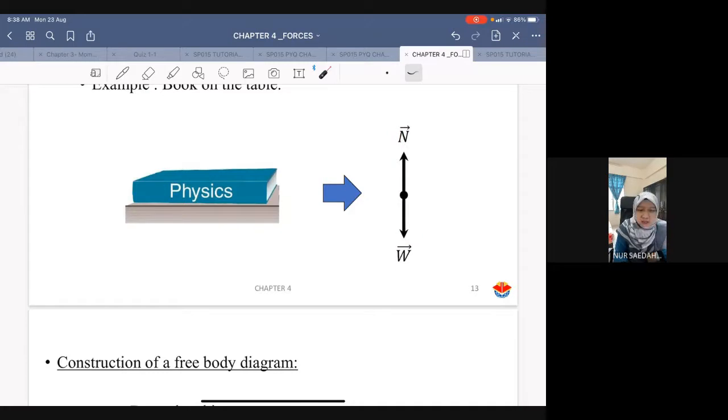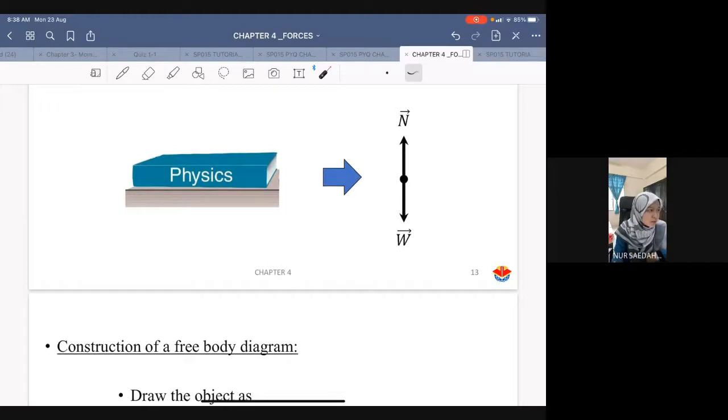Okay, so table ni dia tak ada bagi tahu it's a smooth table or a rough table. So sepatutnya ada friction lah kalau table kita adalah rough. Tapi dekat sini mungkin dia tak beritahu, so kita tak tahulah dia punya frictional force.